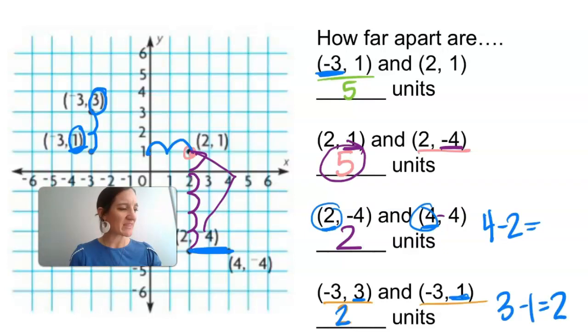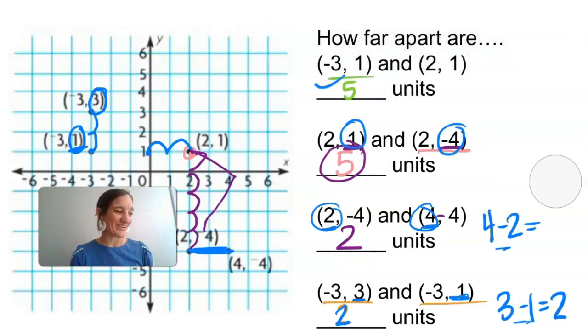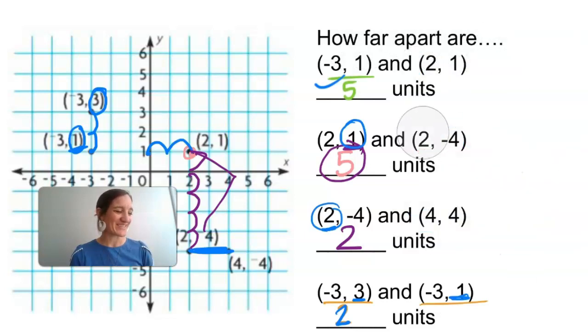But then how come this one was the 3 and the 2, and we added them to equal 5? And then same here, the 1 and the 4 equals 5 as well. So can you figure out why we're adding some of these to get a distance and why we're subtracting some of these to get a distance? Can you figure it out on your own? Because if you can, you're going to remember it more because you will have discovered it.